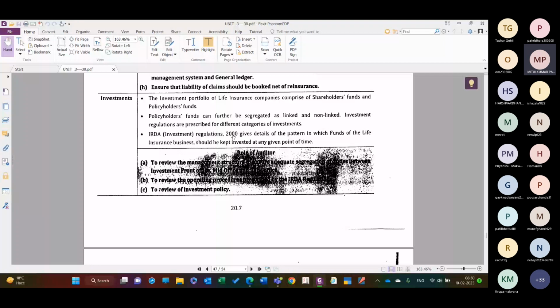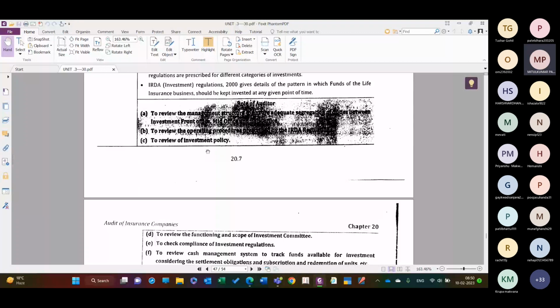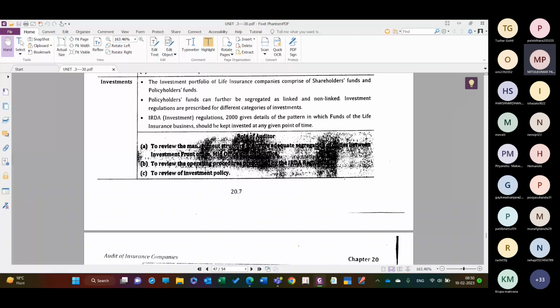To review the functioning and scope of investment committee, तो जो investment policy बनाई है, generally insurance policy will be determined by the governing body, means board of directors. इंश्योरेंस कंपनी के अंदर जनरली बोर्ड ऑफ डायरेक्टर्स, दे विल डिजाइन द इन्वेस्टमेंट पॉलिसी. ये रेगुलेटर IRDA इन्वेस्टमेंट रेगुलेशंस 2000 तो बहुत ही वाइड होगा कि जो भी प्रीमियम आता है इंश्योरेंस कंपनी के पास उसमें से वो किस तरीके से इन्वेस्टमेंट कर सकते हैं.